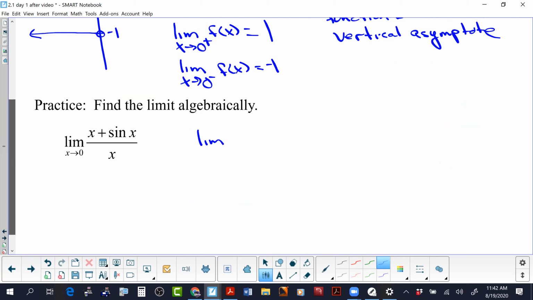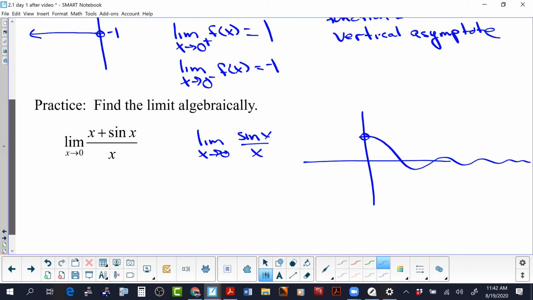What's the limit as x approaches 0 of sine of x over x? I asked you to memorize that. What is it? It's 1. That's right. It's 1. If we investigate the graph for this, up here at 1, there's a hole in the graph. And the graph looks like this, which is kind of a cool little graph.